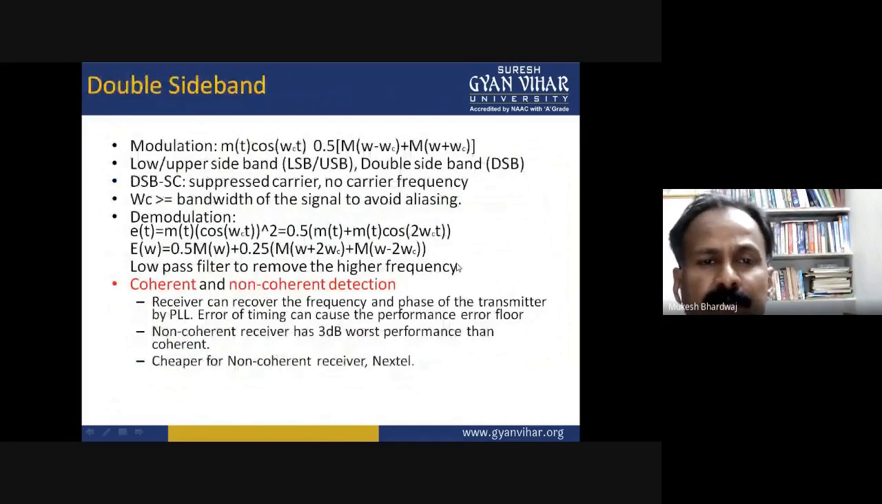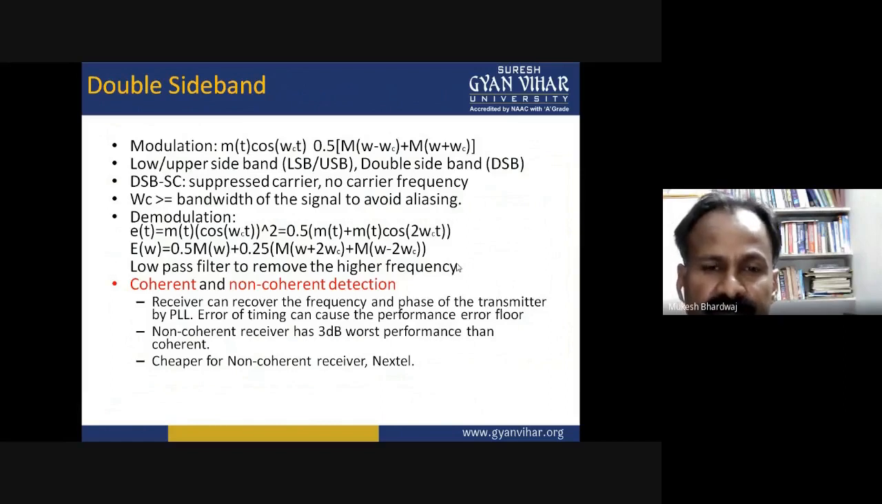Double sideband modulation: m(t) cos omega_c t gives 0.5 [M(omega minus omega_c) plus M(omega plus omega_c)]. Lower and upper sidebands, double sideband suppressed carrier, no carrier frequency. Omega_c is greater than or equal to the bandwidth of the signal to avoid aliasing.